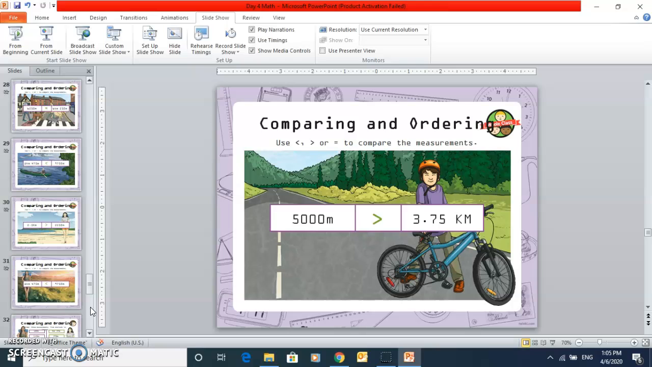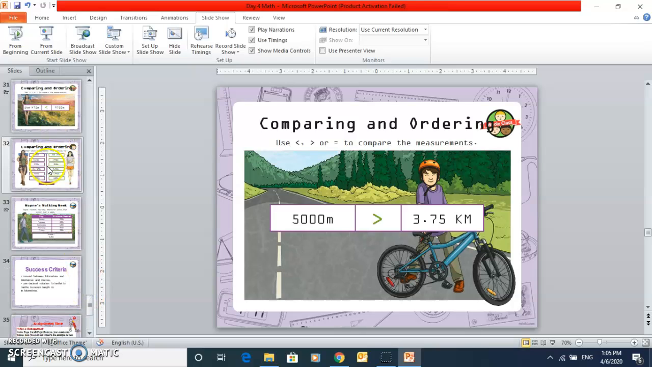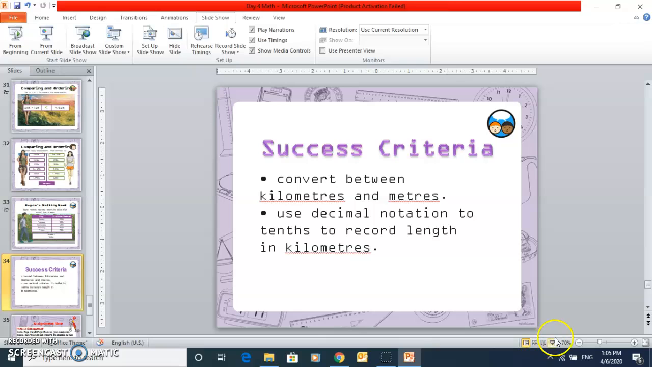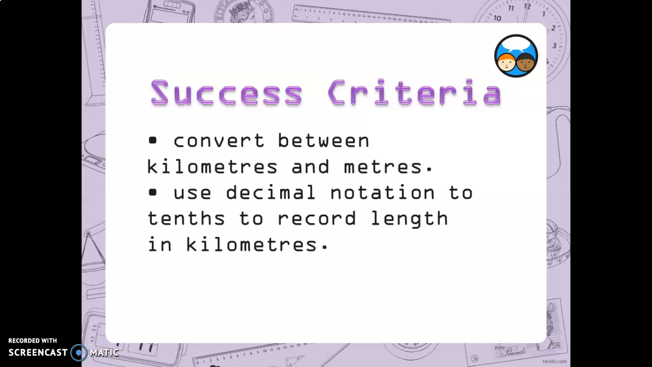So you have some exercises to do here, just to practice what you have learned about converting from meters to kilometers and from kilometers to meters. Your success criteria is to be able to convert between kilometers and meters, and to use decimal notation to tenth to record length in kilometers.